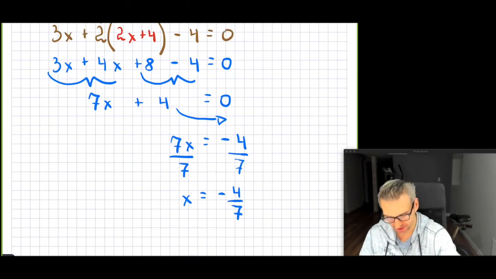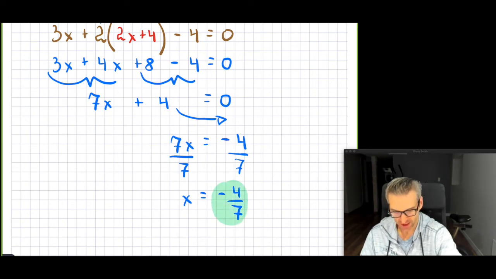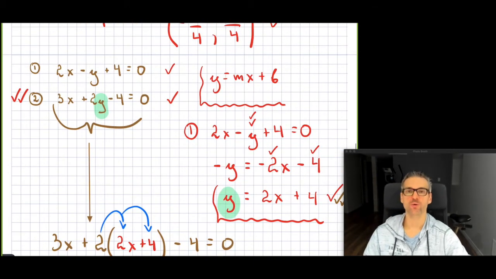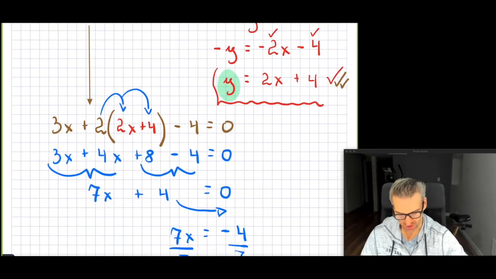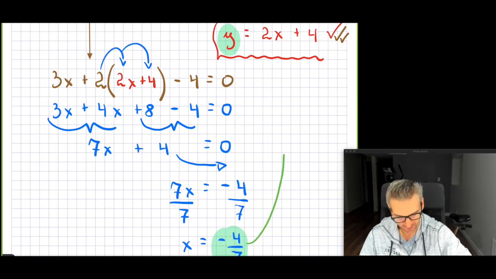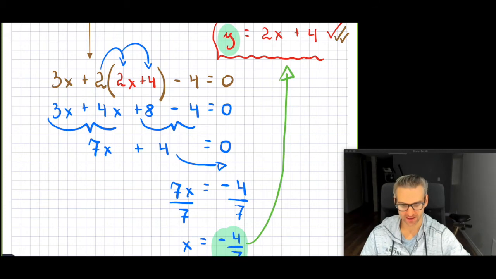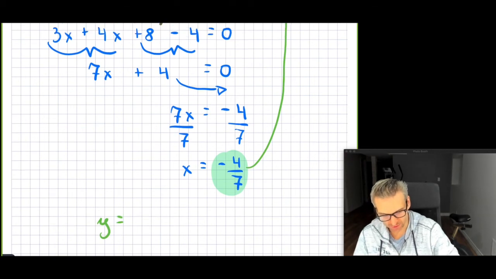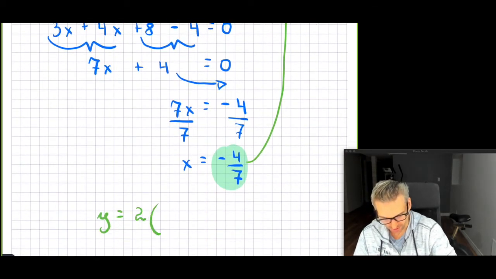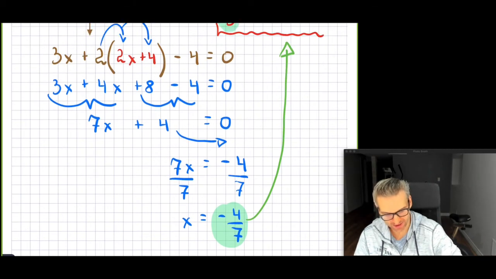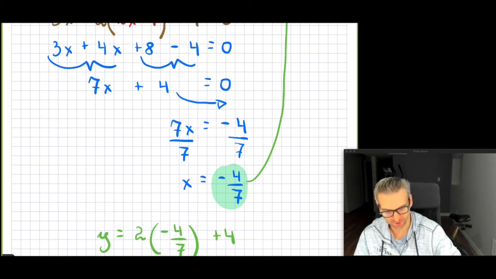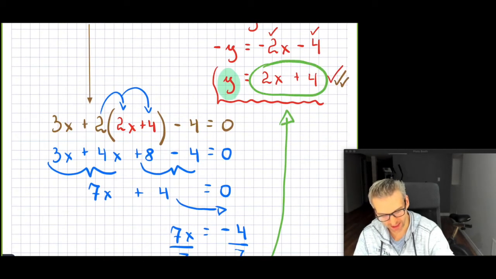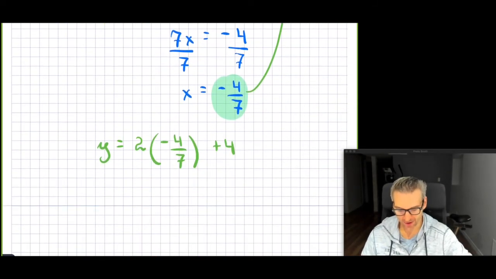Once you have this x value, you're going to take it and substitute it back into equation 1 or equation 2 to solve for y. What I like to do is insert it back into the equation I have isolated for y. So it will give me what the y is. y is equal to 2 multiplied by -4/7, that's your x, plus 4. That is from this equation right here. I'm substituting it in there for x, and now I can solve for y.